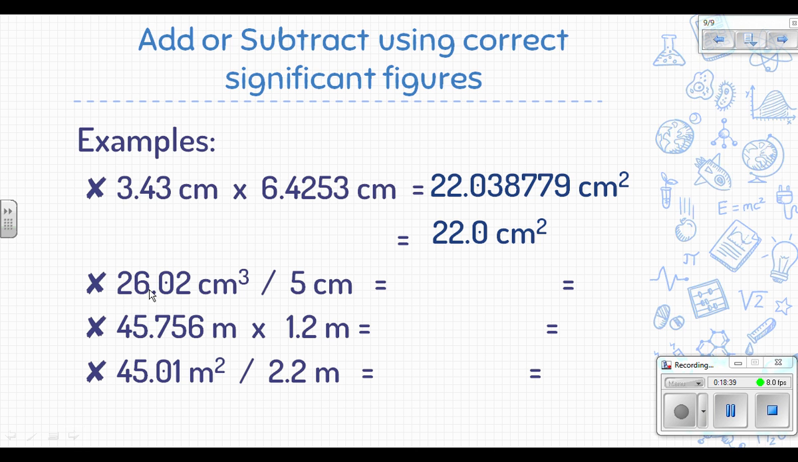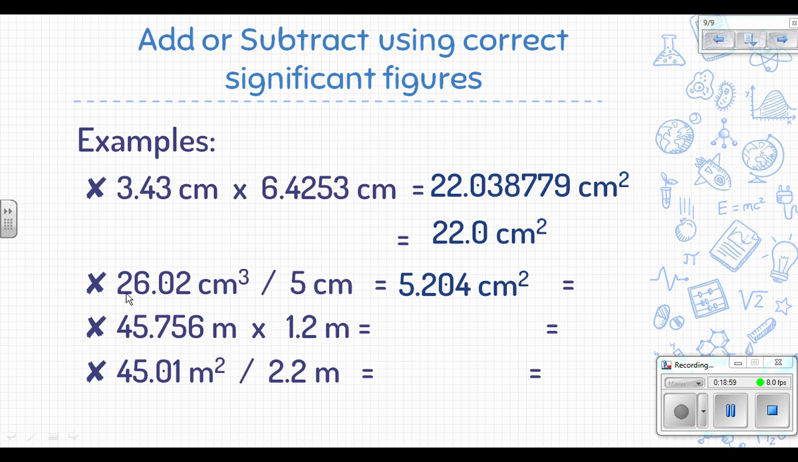Then we have 26.02 divided by 5. And I will tell you, I am putting units with all of these because we're not ever really going to have just numbers. All of our numbers are going to actually have a meaning. They're a measurement. So we do have to keep units with it. So when we're dividing here, again, use your calculator. All right, you get this number.